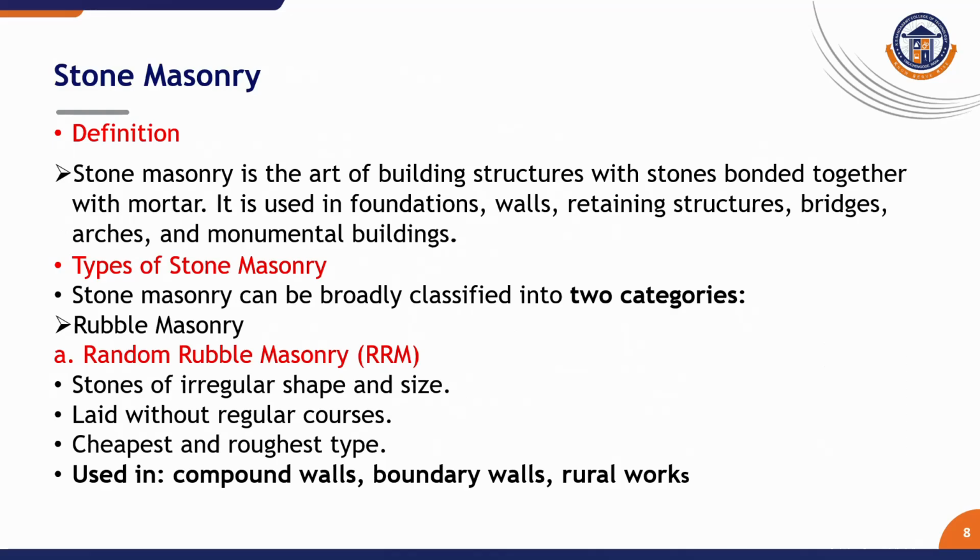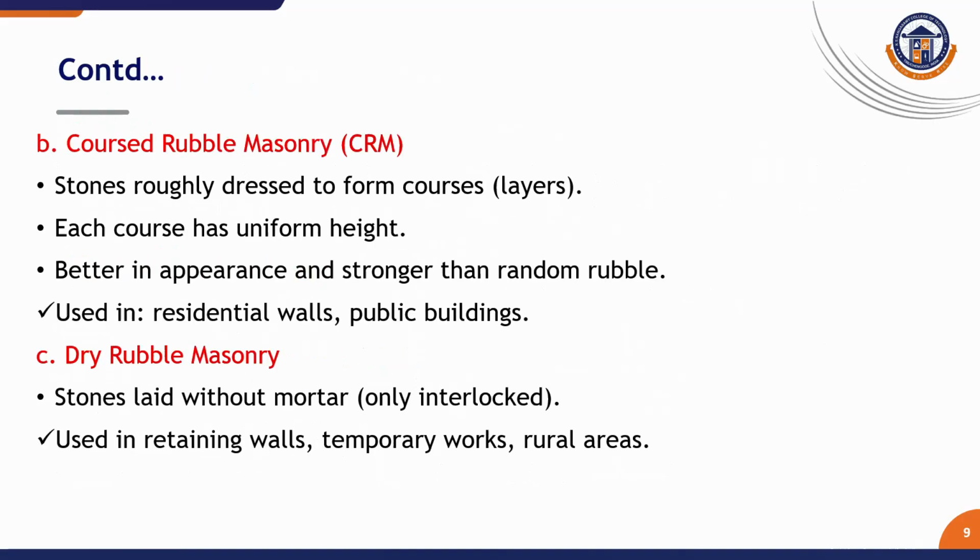Random rubble masonry: regular shape, irregular shape and size, cheapest and toughest, used in compound walls, boundary walls, and rural works. Then coursed rubble masonry, that is used in residential walls and public buildings. Each course has uniform height. Dry rubble masonry, that is used in retaining walls, temporary works, and rural areas. Stones are laid without mortar, only interlocked.